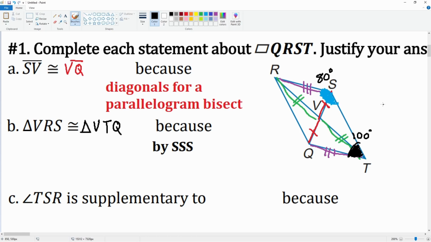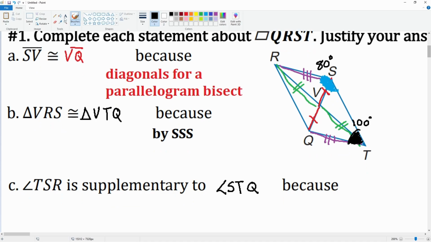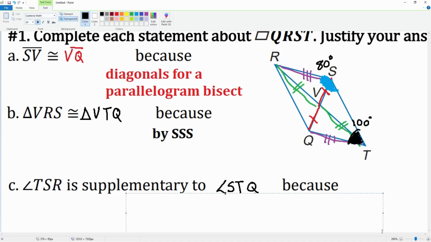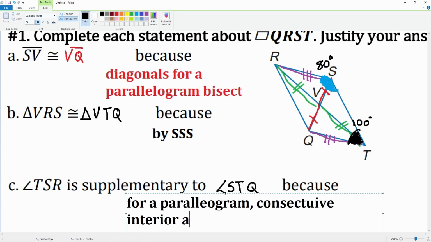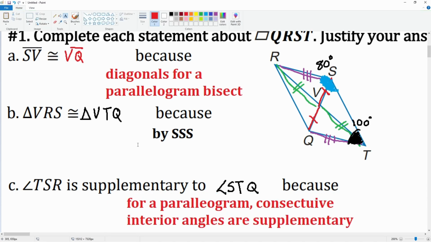So angle TRS is supplementary to angle STQ, because you know for a parallelogram, interior consecutive interior angles are supplementary. Those are the properties for it. All right, so there you go. That is number one.